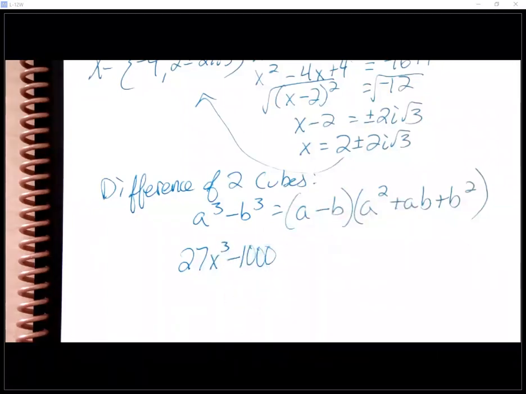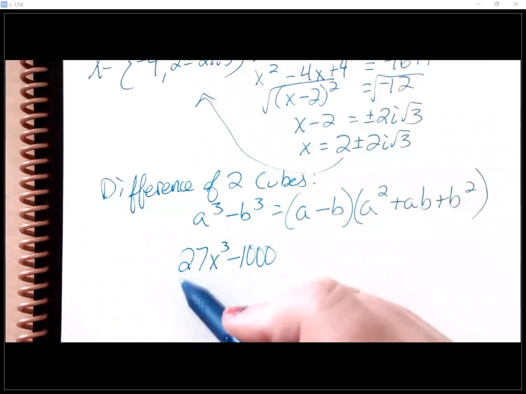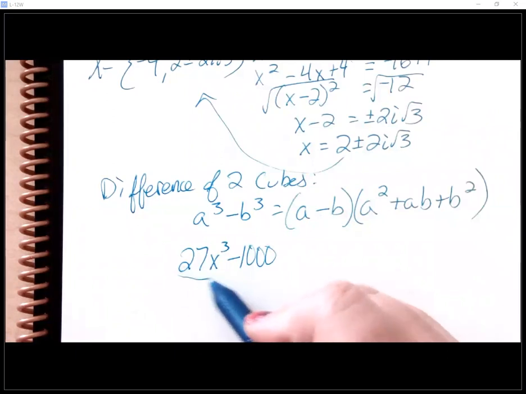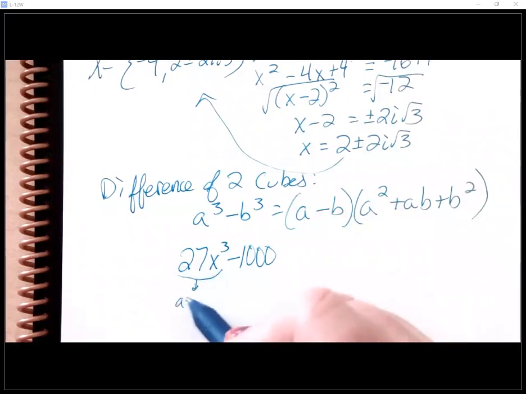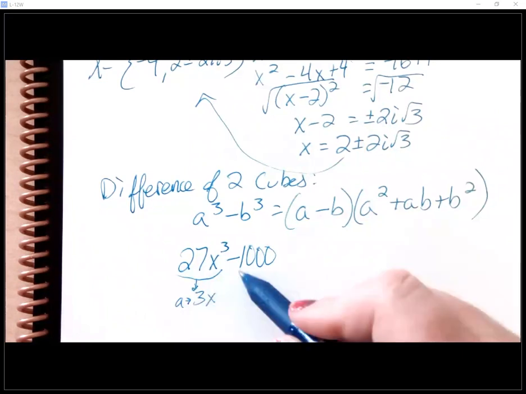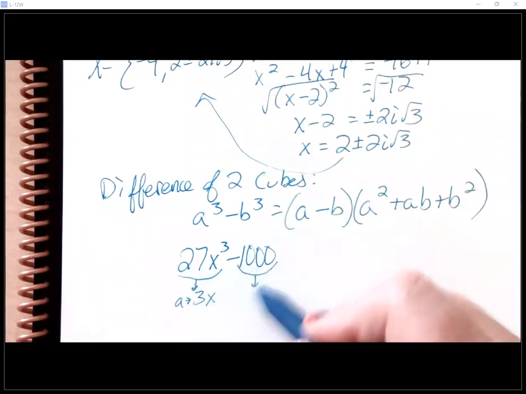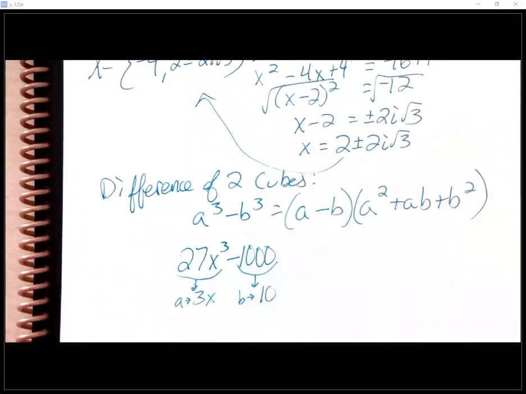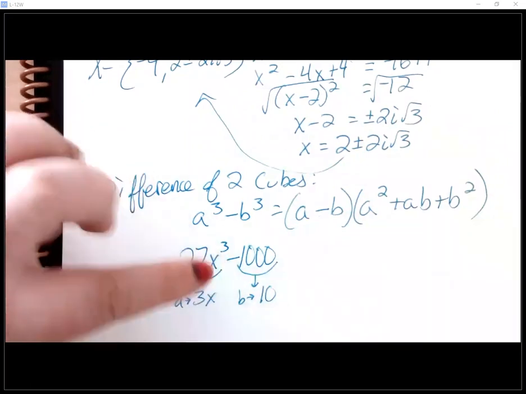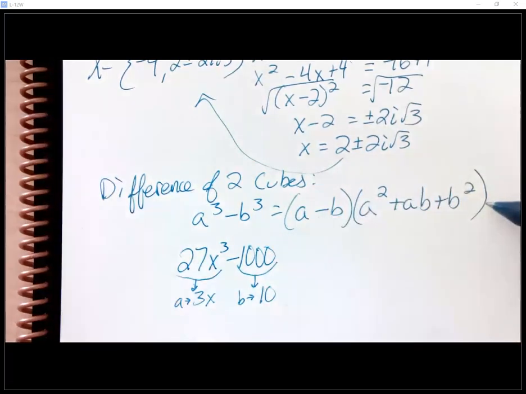Which seems wild, but it's really not that bad. What's the cube root of 27x cubed? 3x. And what's the cube root of 1,000? It's just 10. Now, kids always get hung up on the fact that it's negative. The negative just means I'm going to use this formula. I'm just looking at the numbers by themselves. That sign in the middle just tells me if I'm going to use the difference formula or the sum formula. That's it. I'm just looking at the number, okay?